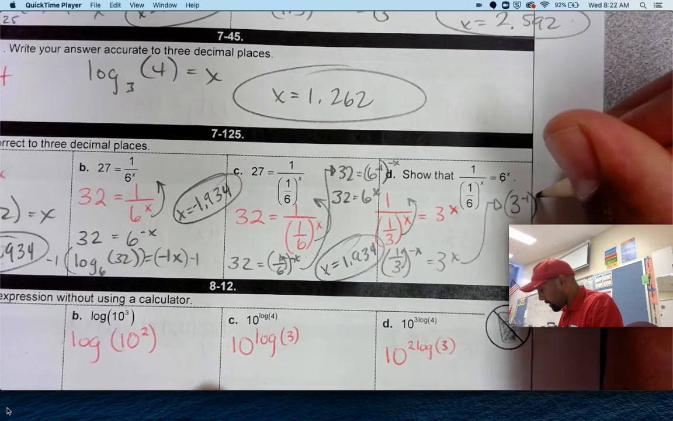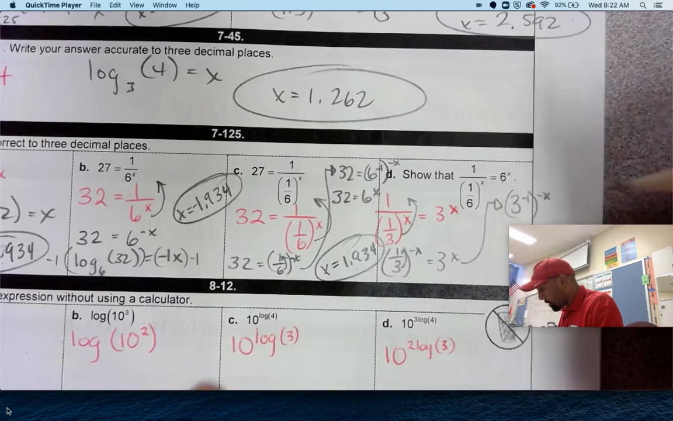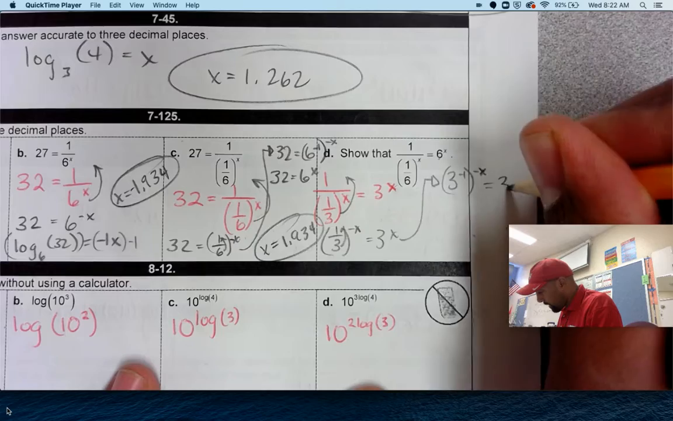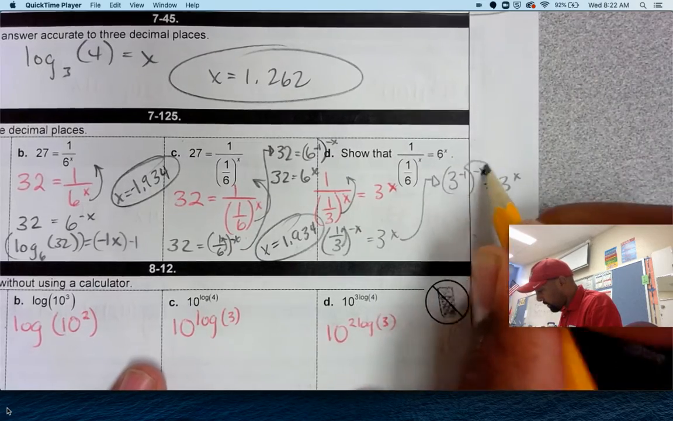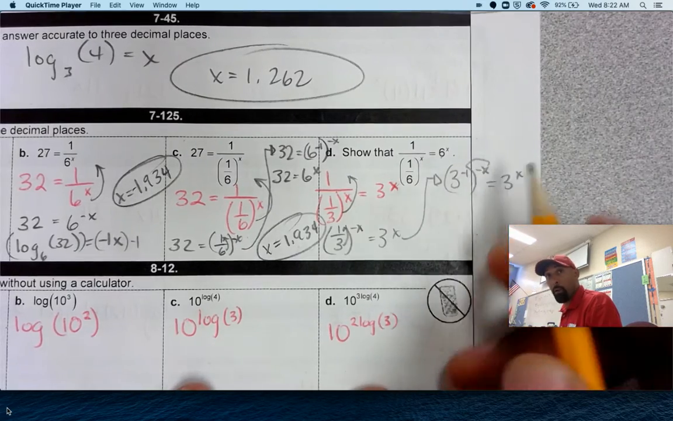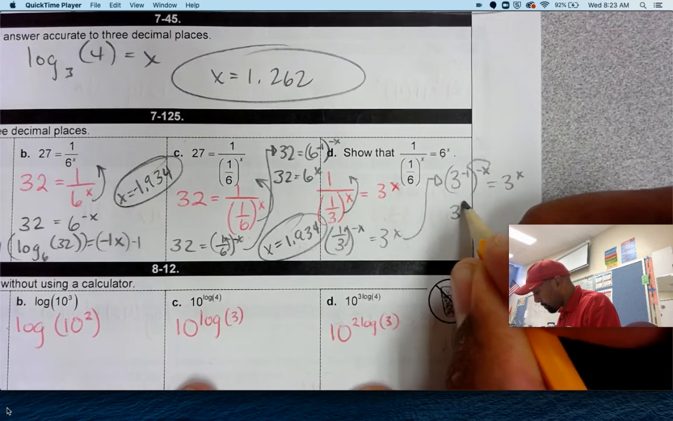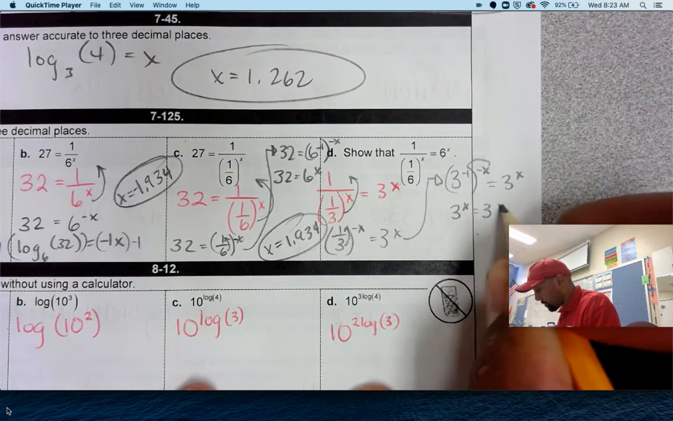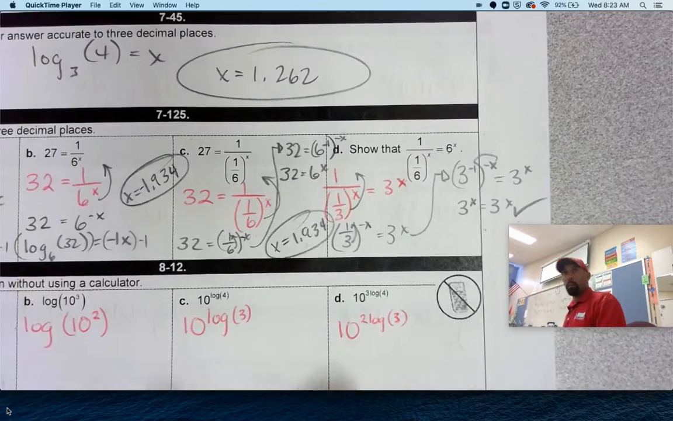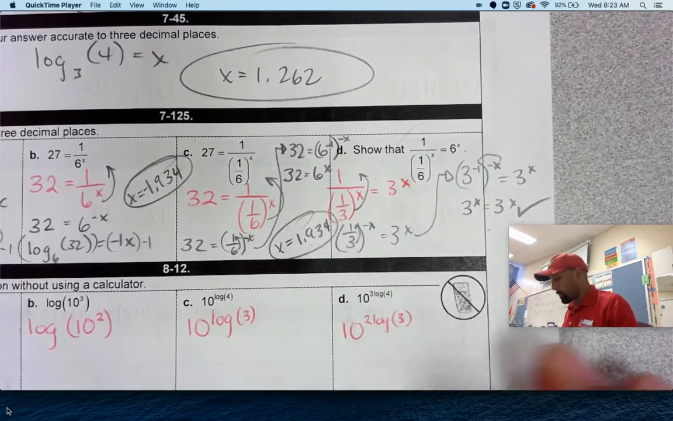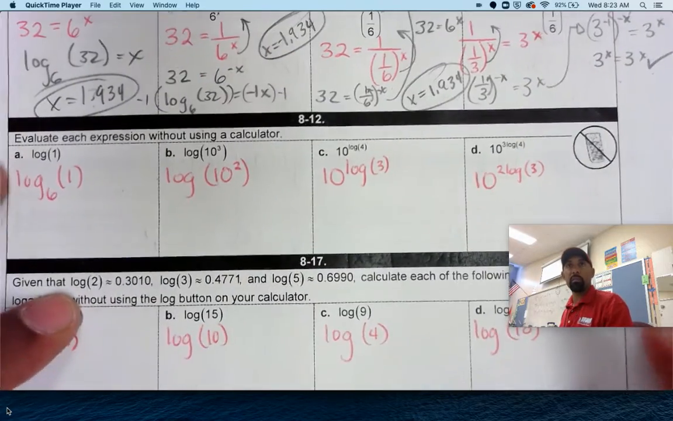And again, this is good practice for you guys to be able to see what I was doing in the last problem. Okay, and that's equal to 3 to the x. And then again, we're multiplying these because it's the power of a power. And it's a negative 1 times negative x, which would be positive x. So you can see that they're equal. So boom. All right, so it's just saying show that this is equal to that. So you would work that out. Okay. All right, so now these next ones.